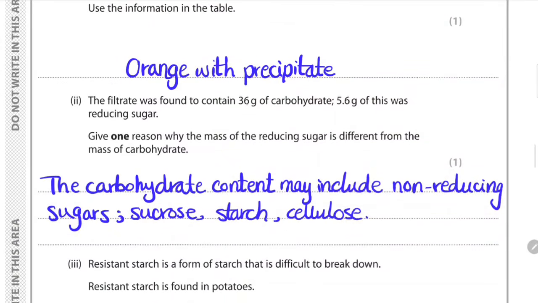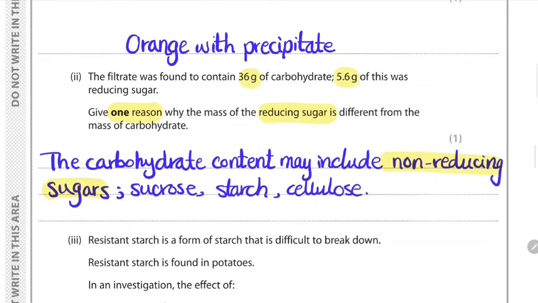The filtrate was found to contain 36 grams of carbohydrates, 5.6 of them was reducing sugar. And this is quite a silly question. I couldn't understand the idea of the person giving this question actually. Give one reason why the mass of reducing sugar is different from the mass of the carbohydrate. The answer is also pretty simple. The carbohydrate content may include non-reducing sugars as well. You can give examples if you want, but it wasn't awarded any marks in the marking scheme, and they could be sucrose, starch, or cellulose.